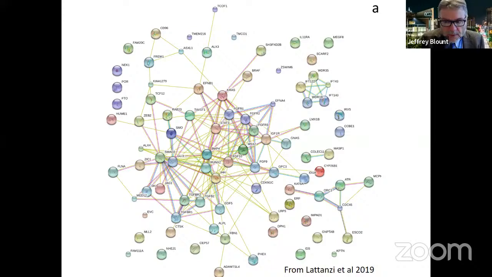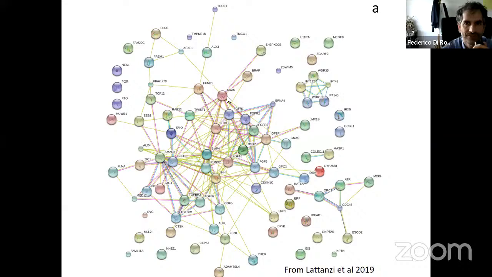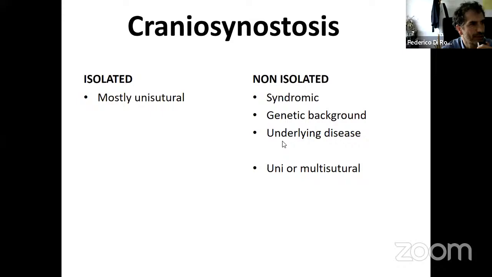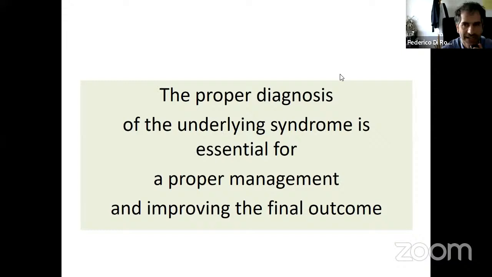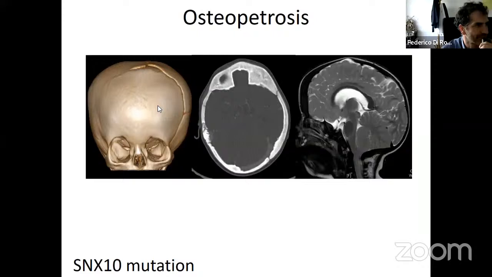Yes. So we can have several genes that are affected. So it's important again to understand that we have isolated and non-isolated cases with problems of the background. So I will go faster now to explain again why it's important, because if there is an underlying syndrome, the management will be different. This is just an example. If there is an osteopetrosis, there is the skull problem, but the management of osteopetrosis will be bone marrow transplantation. So the cure is not only surgical, it's also a medical point of view.